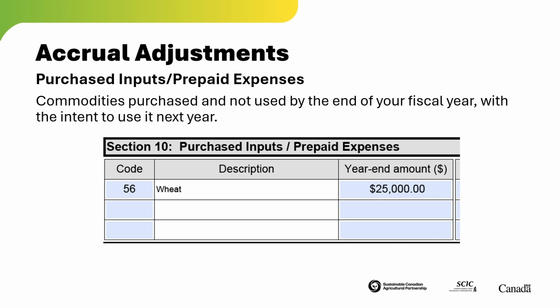So some common ones are fuel, chemical, and wheat seed. For example, in this description here, the producer bought $25,000 worth of wheat. He does have a December 31st year end. Maybe he bought it in October. He's not going to be using it until the following spring when he's going to be seeding it.